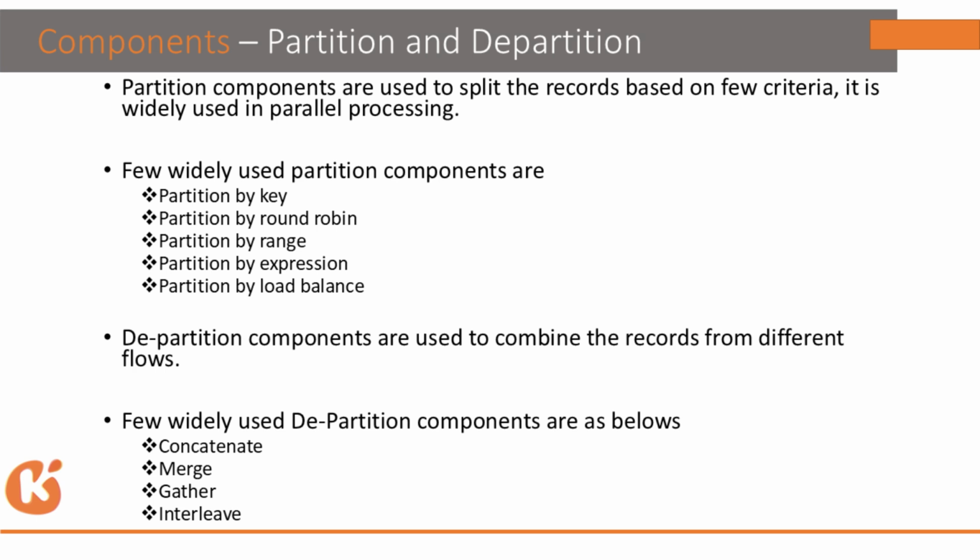So let's say first record from the first file, first record from the second file, first record from the third file, and first record from the fourth file. All these four records are going to get processed parallelly. By this way, we can process the whole 100 records in 25 minutes.